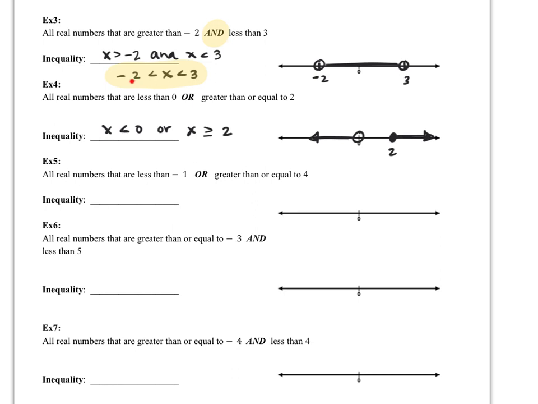One key on your compound inequality is your numbers should always go lowest to highest, and your inequality symbols are always going to be either less than or equal to. Pause the video now, press play when you're ready to check your answers.